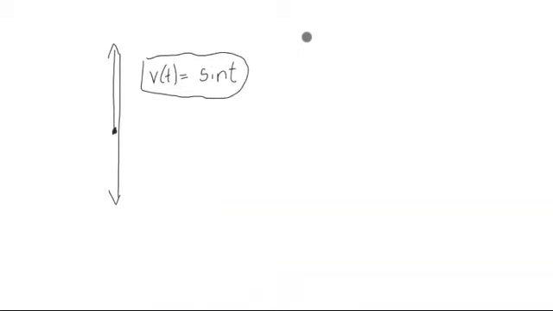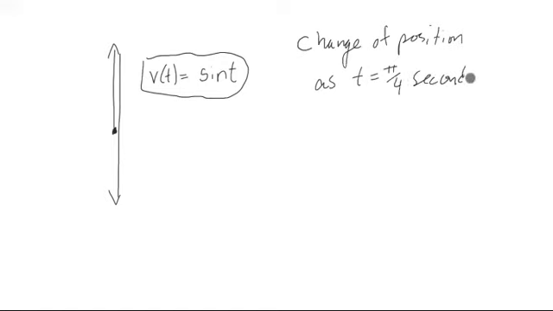So what if we want to know what the change of position is between two different time periods, what the total displacement is? That means change of position. So let's suppose we want to know what the change of position is as t goes from pi/4 seconds to pi/3 seconds. All right, how much have we moved and in what direction?